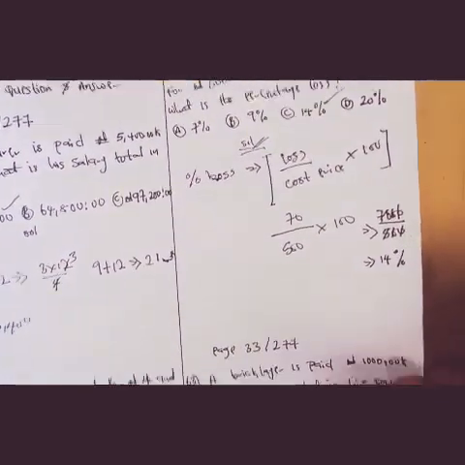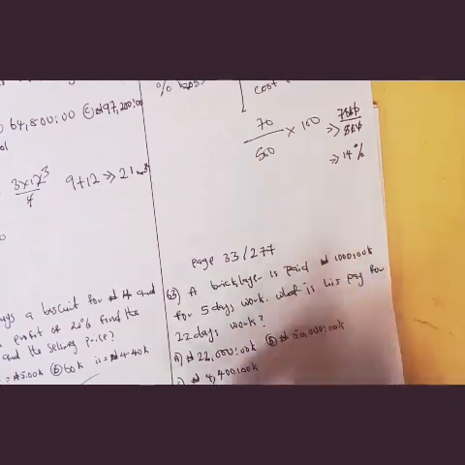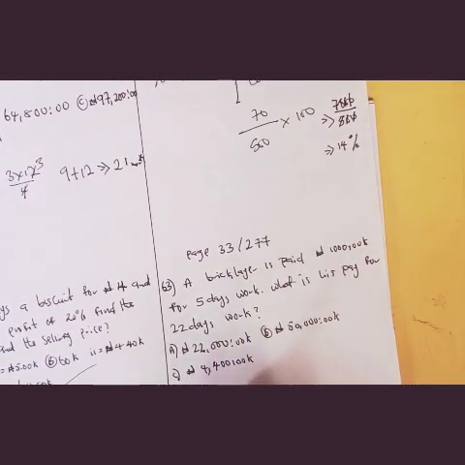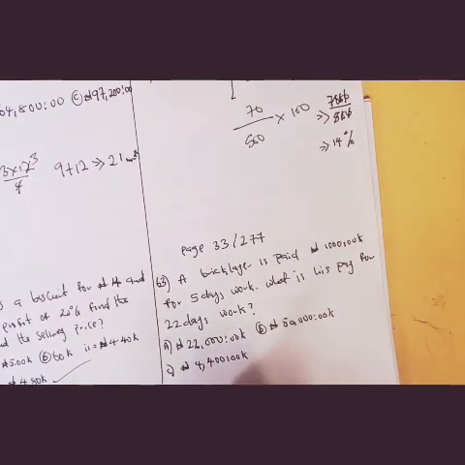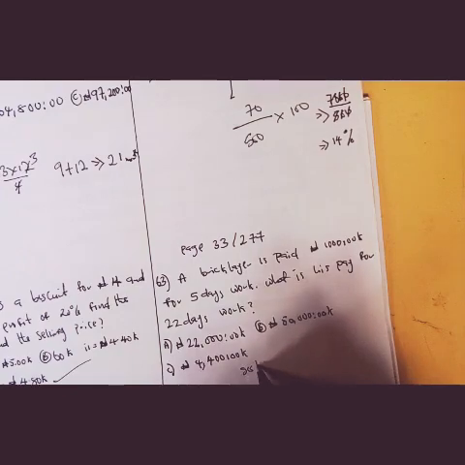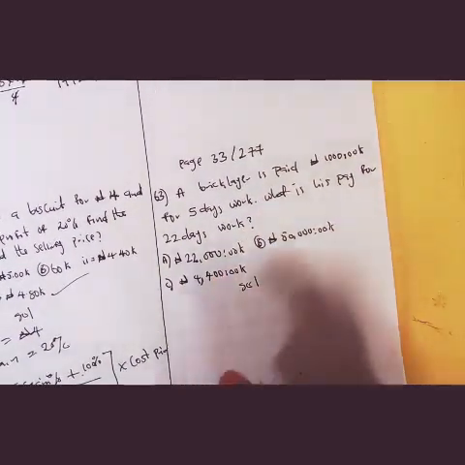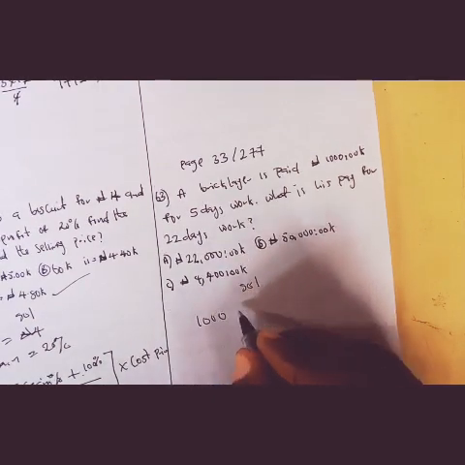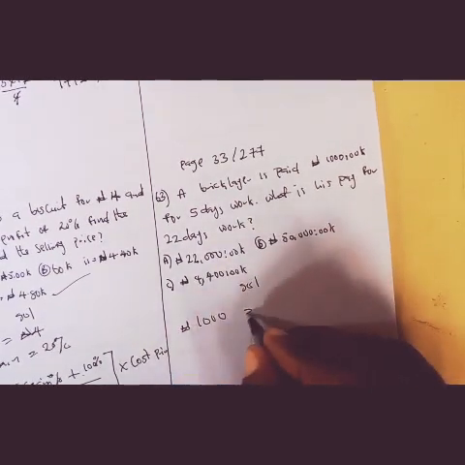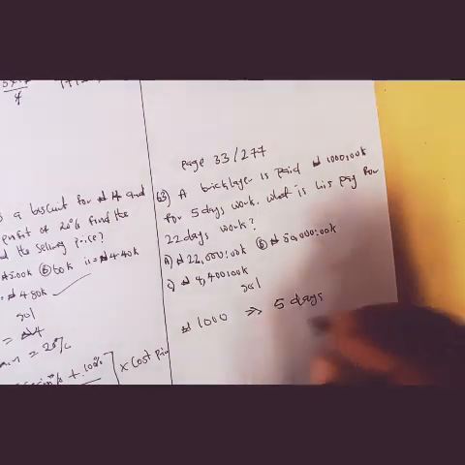Now I move to the next question, which is on page 33 of 277, and this is a question that has to do with a bricklayer who is paid 1,000 naira for 5 days' work. What is his pay for 22 days? I will just use direct proportion in solving this problem. Now, the bricklayer is paid 1,000 naira. He's being paid for 5 days. So what is his pay for 22 days?